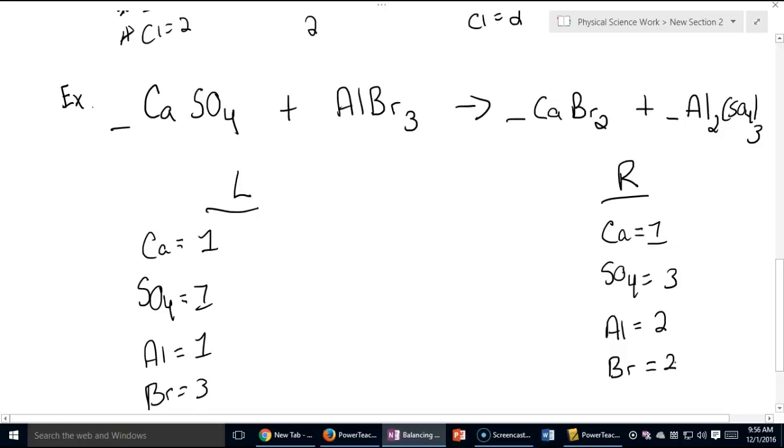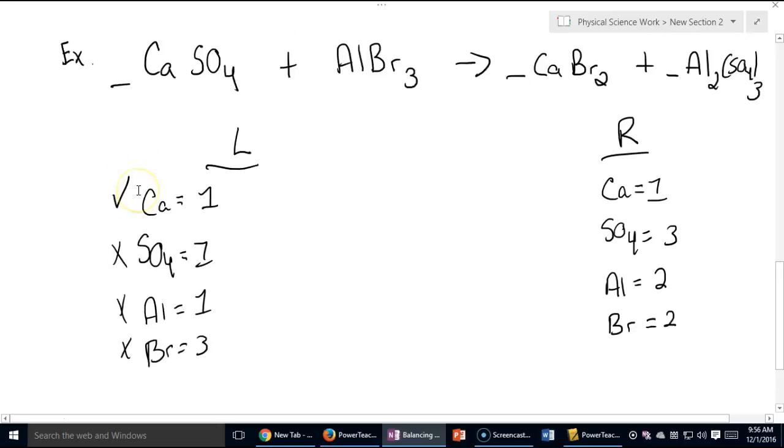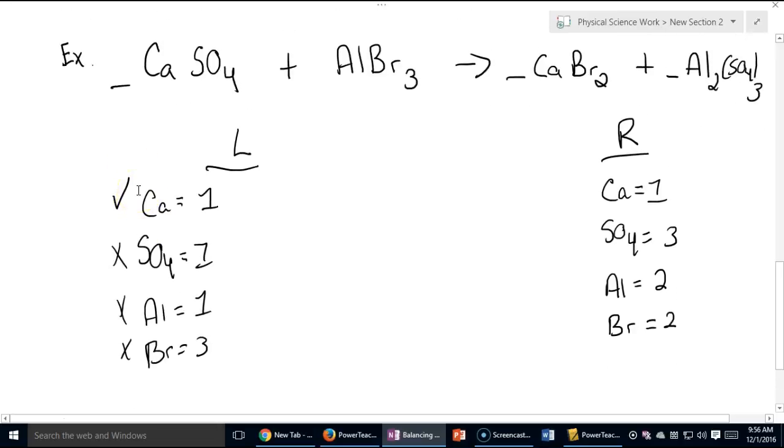Okay, so let's see what we've got here. Looks like a lot of things are off. So this one's off, this one's off, and this one's off. The left-hand side does not match the right side. The only one that makes sense right now is calcium. So that's the one we're not going to worry about because we don't have to fix it. So what I would normally do is focus on your polyatomics just to get them out of the way. When we do that, we see that we've got 1 on the left and we've got 3 on the right.